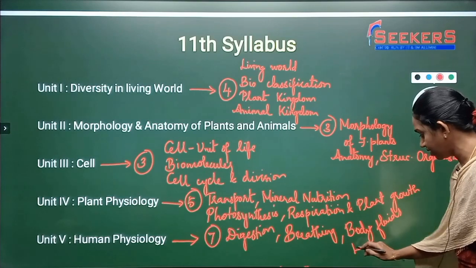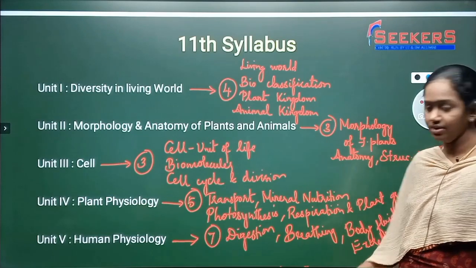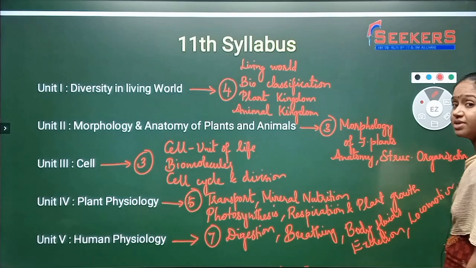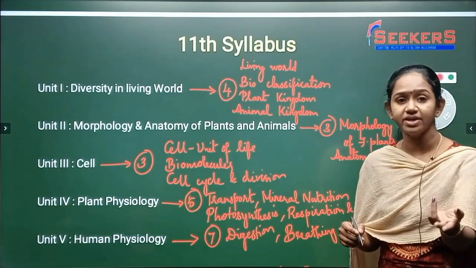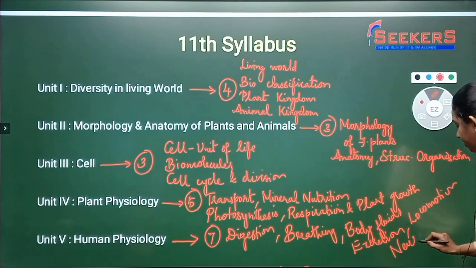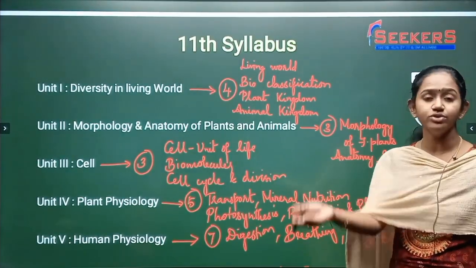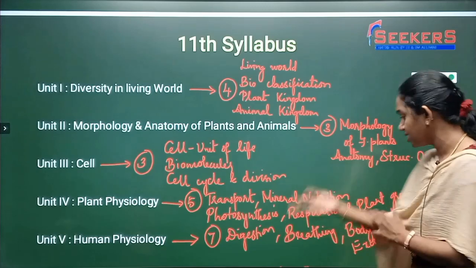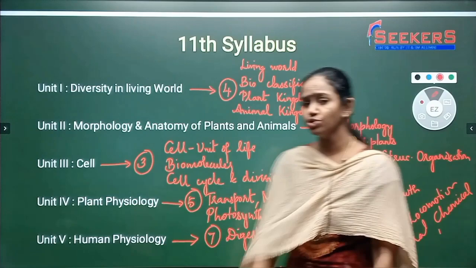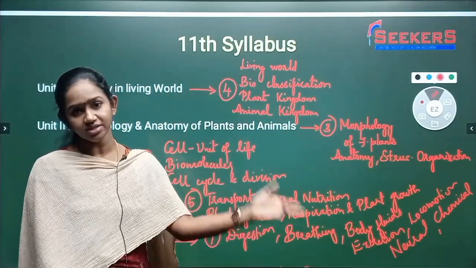Fourth chapter is excretion. We will study about the excretory system, the mechanism of urine formation, etc. And fifth one is locomotion and movement, where we will study about the muscular system, skeletal system, and how the mechanism of muscle contraction occurs. And sixth one is neural control, where we are going to study about the central nervous system and the peripheral nervous system. Along with that, we are going to study about some sense organs, eyes and ears. And the last chapter is about chemical control and coordination. So this chapter is going to deal with all the endocrine glands present in our body.